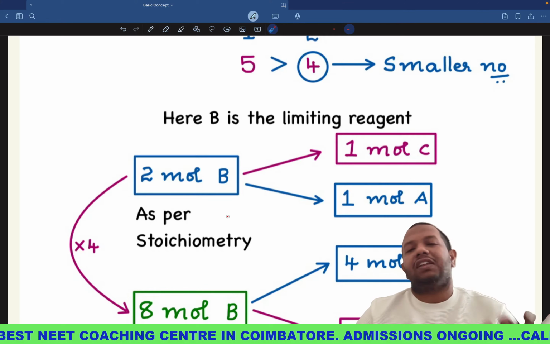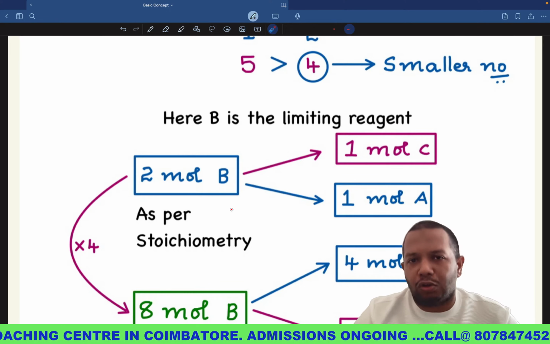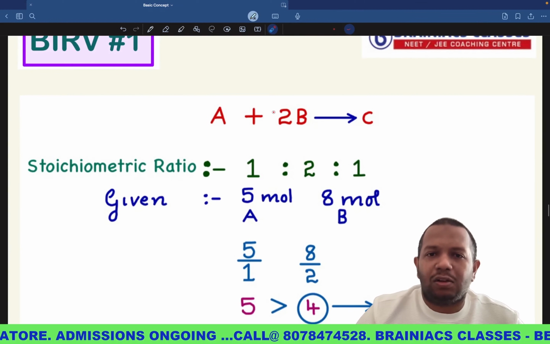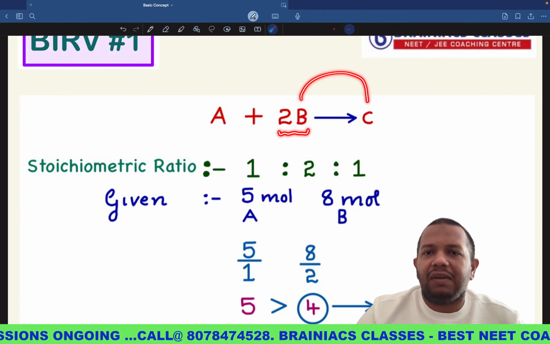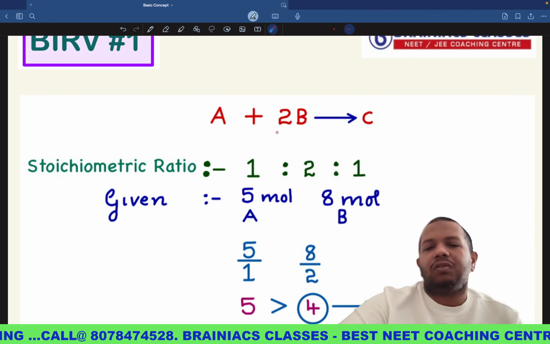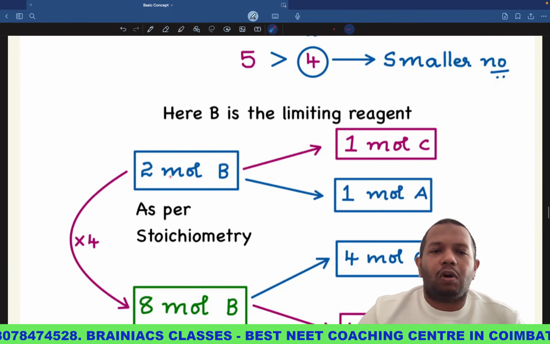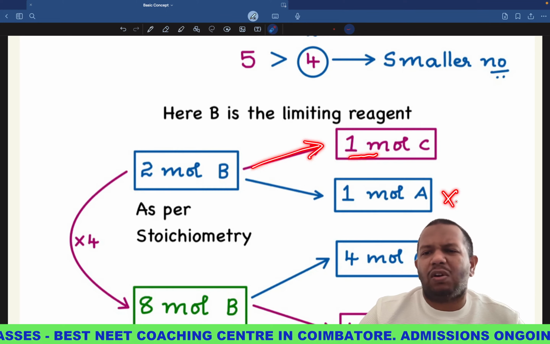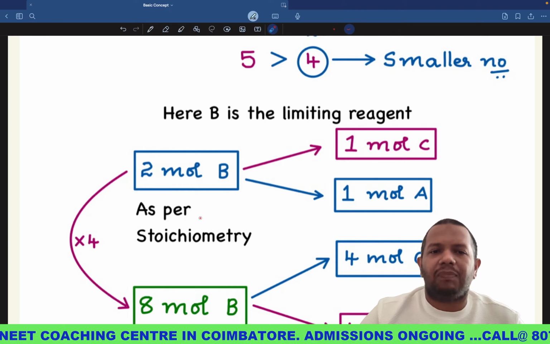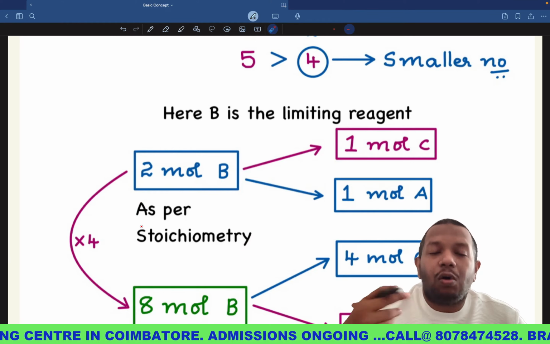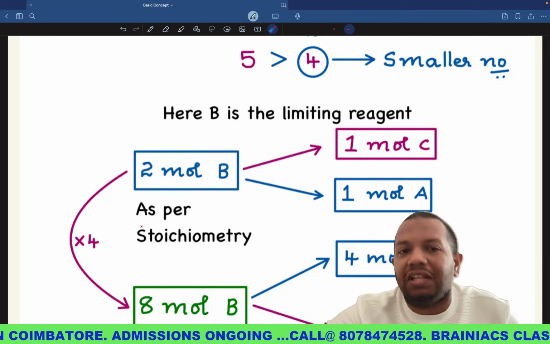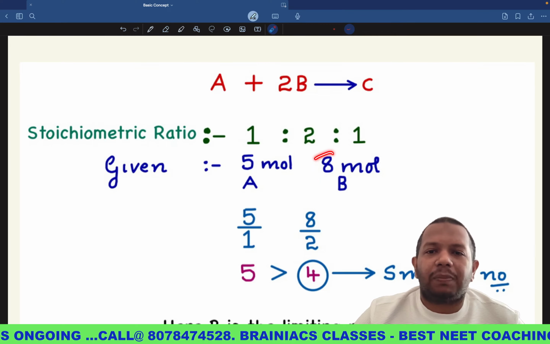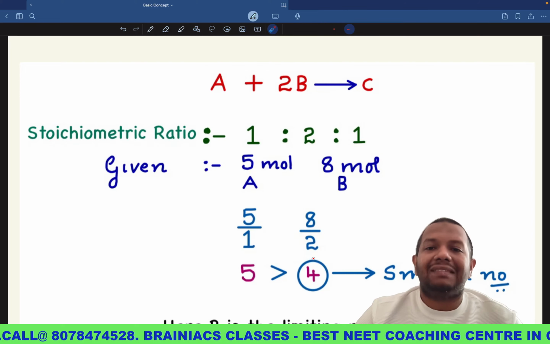Now we say everything with respect to B. First, with respect to stoichiometry, 2 mole of B can give rise to 1 mole of C. We don't need to write this, but for information we are writing it, as per stoichiometry. Now we need to check how many moles of B are actually there in your hand. 8 mole of B is given to you.